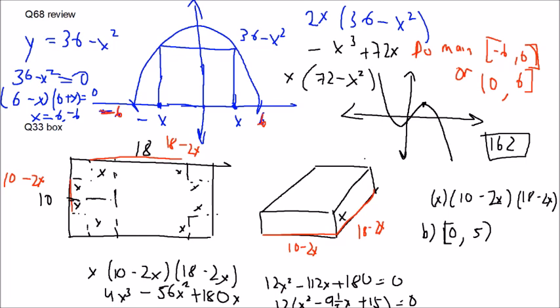I'll just use a grapher. I'll use Desmos. So we have ourselves x times 10 minus 2x times 18 minus 2x. And our relevant domain is between 0 and 5. That's our relevant domain. And our maximum is achieved at x equals 2.063. And our maximum is at 2.063, 168.136, and that's why I didn't want to do it. I didn't want to do the problem. That's it for that problem.